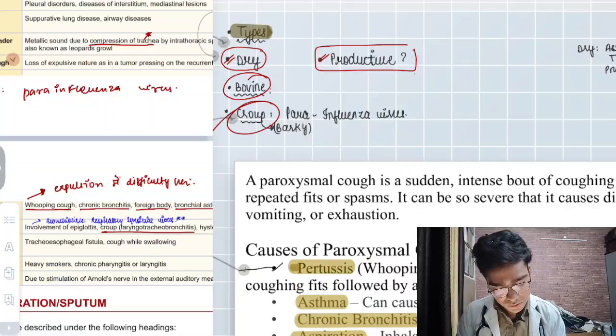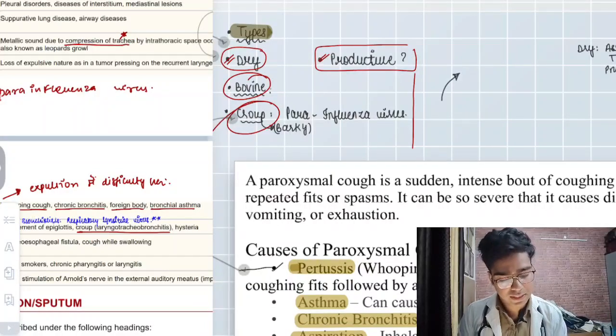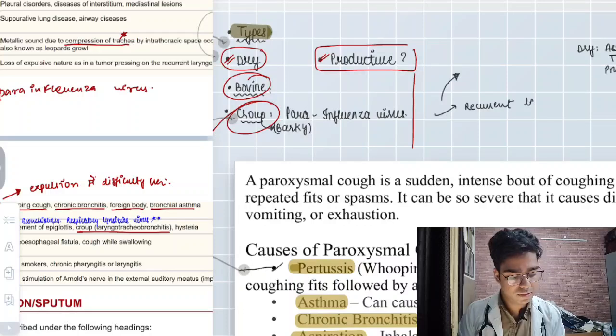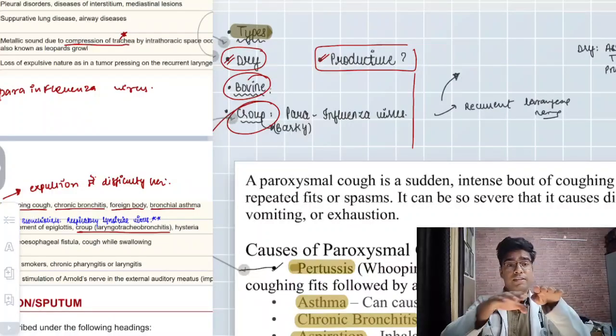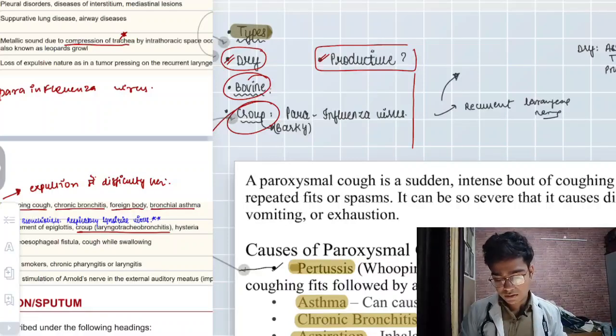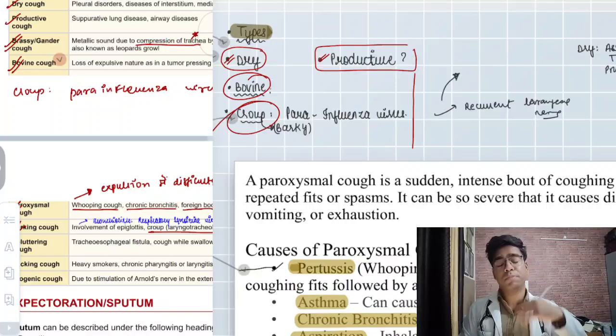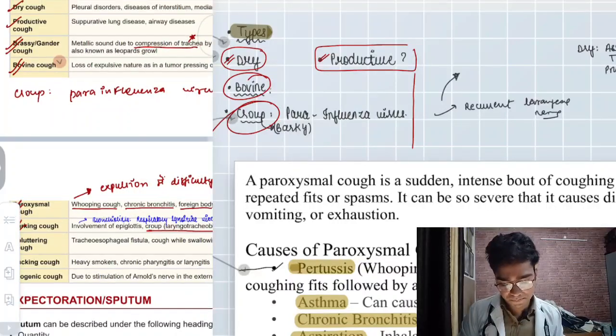Now, the reason for the bovine cough is that there is a loss of expulsive nature. Loss of expulsion is there, and why? There is damage to the recurrent laryngeal nerve. If there is damage to the recurrent laryngeal nerve, then the vocal cords are not going to open properly. Firstly, the voice will be hoarse, and also the opening of the pharynx is not going to be proper. That is why there is going to be a bovine kind of cough in which the expulsion is affected. There is going to be the loss of the expulsion. I am going to show a video also for the same.